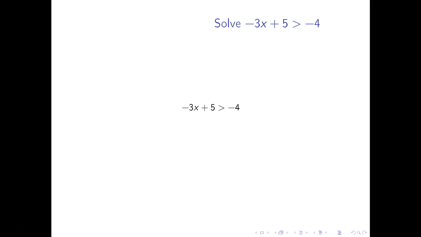So I can move the 5 by subtracting 5 from both sides, and I divide by -3. But one thing happens when you divide by -3. Notice my inequality switched. As a reminder, if you divide or multiply by a negative, the inequality switches directions. So again, if you multiply or divide by a negative, the inequality switches. So that's critical for remembering this.